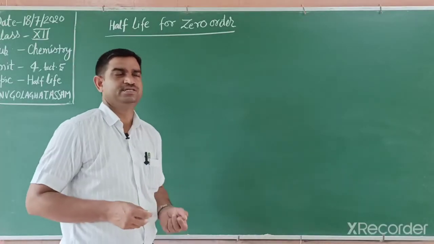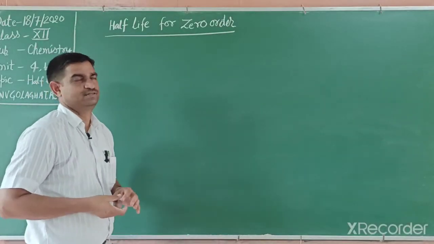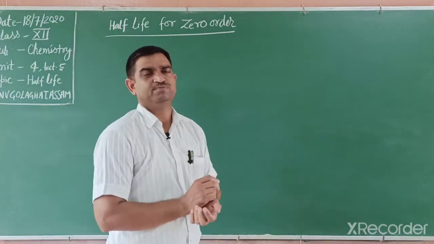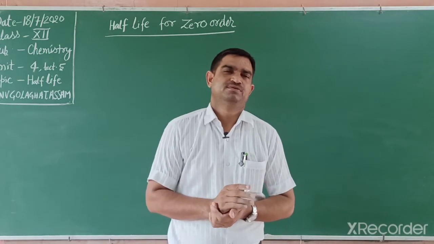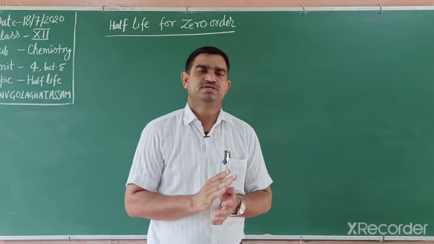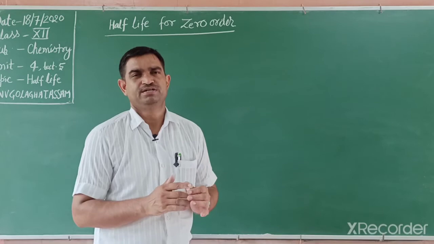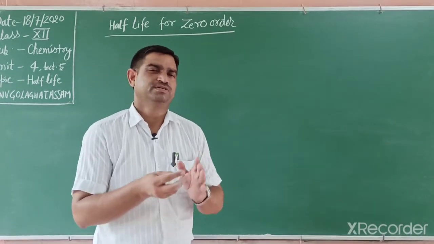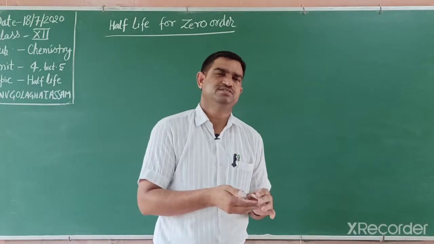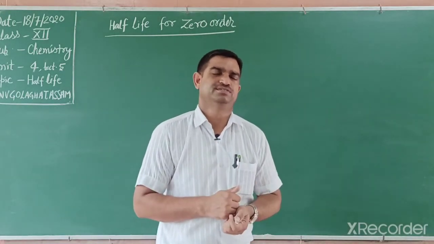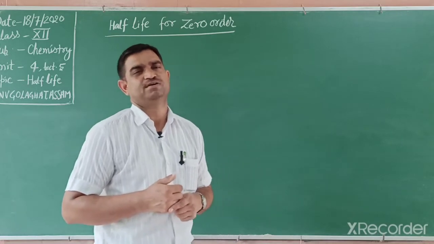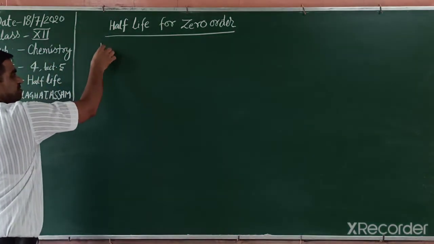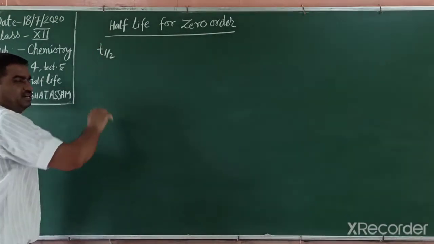Students, now we study half-life of a reaction. First we study half-life for zero order. What do you mean by half-life? Half-life is the time taken for the concentration of reactant to remain half. When concentration of reactant is remaining half of initial concentration, that time is known as half-life of that reaction. And it is represented by t1 by 2, t half.